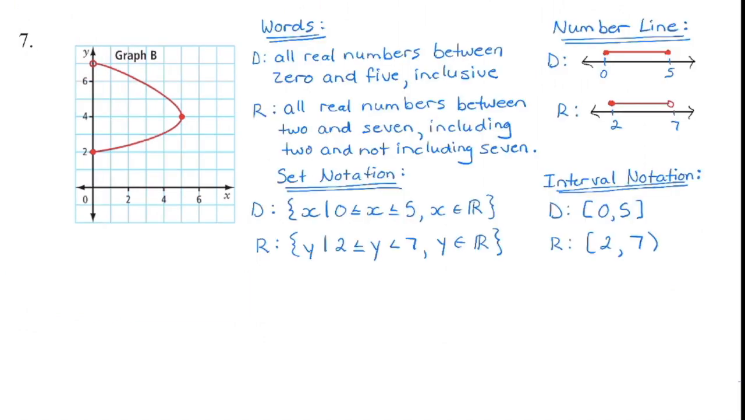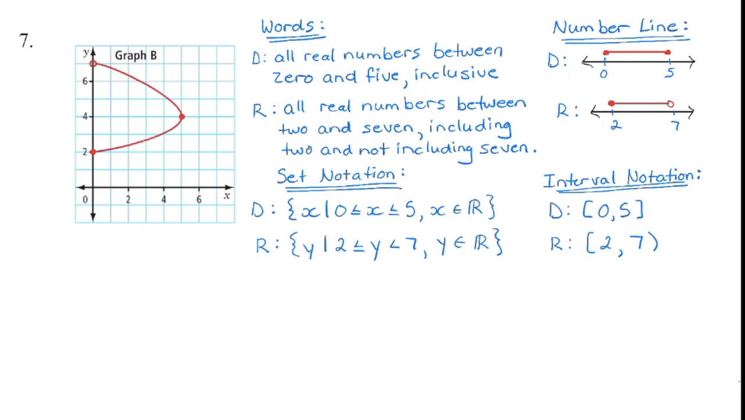Okay, so with the domain, we have all real numbers between 0 and 5 inclusive. We are including the 0 when x is 0. We're also including when x is 5. So we have closed dots on the number line for both of those. And then because they're included, we have square brackets on interval notation. And again, the domain is a set of x such that x is between 0 and 5. Both of those values are included, so we have the symbols with the equal sign in there as well.